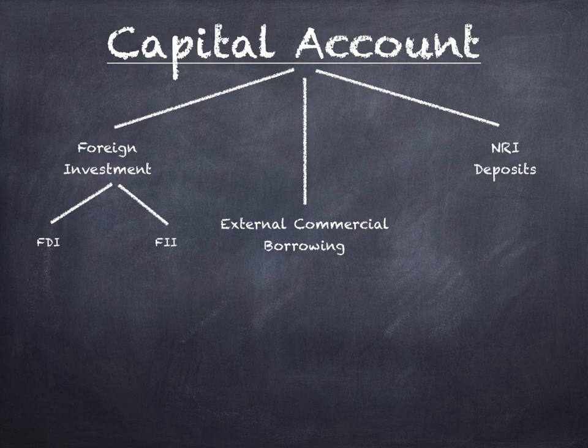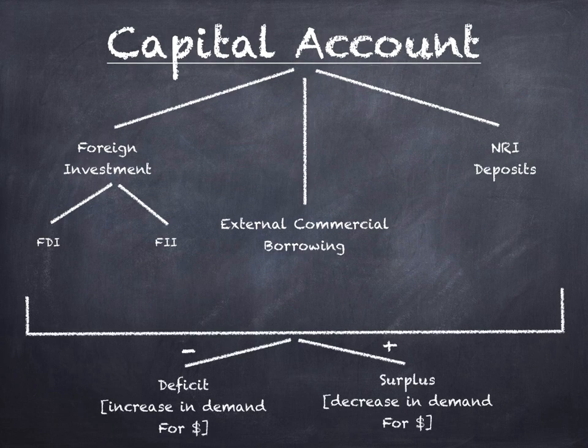All right. Now the logic we followed in current account will apply to capital account too. So like in current account, if negative sign is dominant in capital account, then you're running a capital account deficit. And as we remember from current account, when we have a deficit, demand for dollars increases, right? Similarly, if positive sign is dominant in capital account, then you're running a capital account surplus. And when your capital account or current account is in surplus, then there is a decrease in demand for dollars and an increase in demand for rupees.